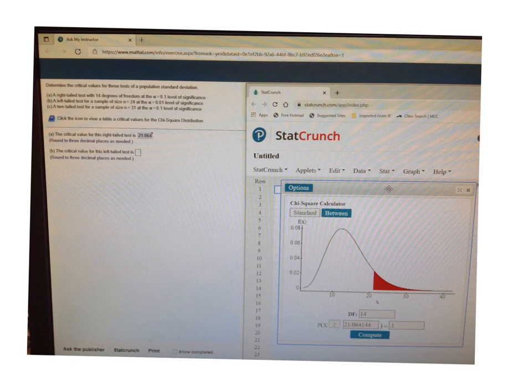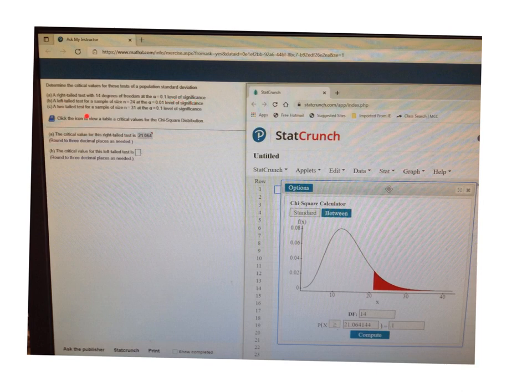Saw your question in the email. You want to find the critical values for these tests of population standard deviation. So you've got three parts here, and I guess we're working on the first one. It's a right-tailed test, 14 degrees of freedom, and 0.1 alpha, the 0.1 level of significance.